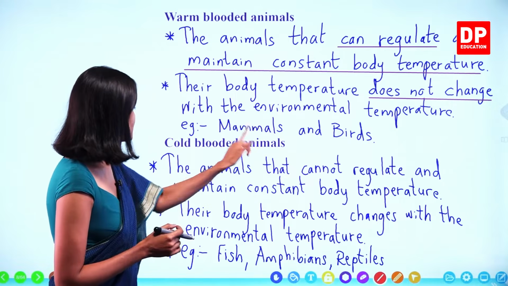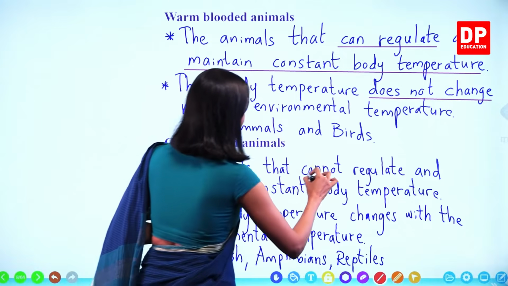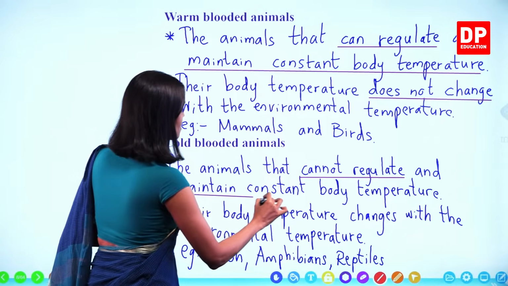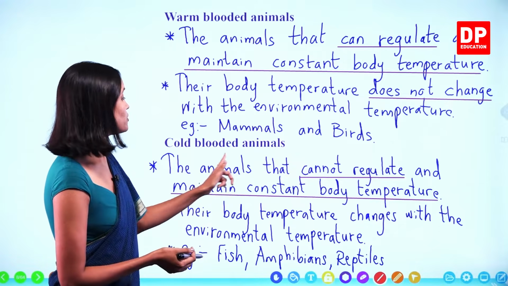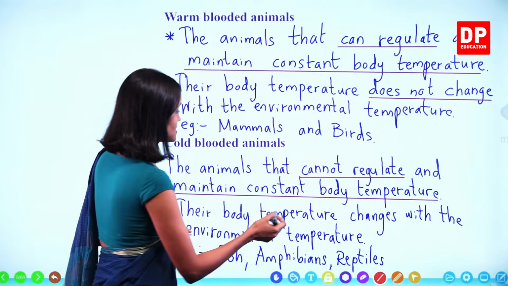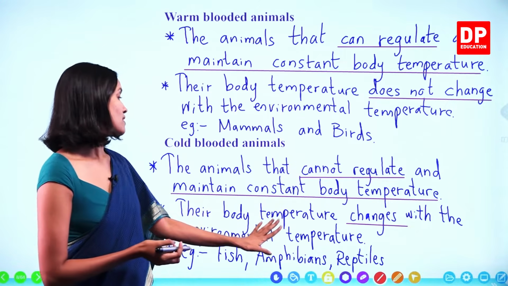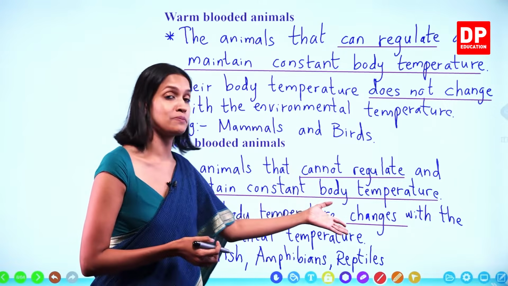Right. Cold-blooded animals, the animals that cannot regulate and maintain constant body temperature. Therefore, what happens? Their body temperature changes. Right? It changes with the environmental temperature. Examples, fish, amphibians, and reptiles.